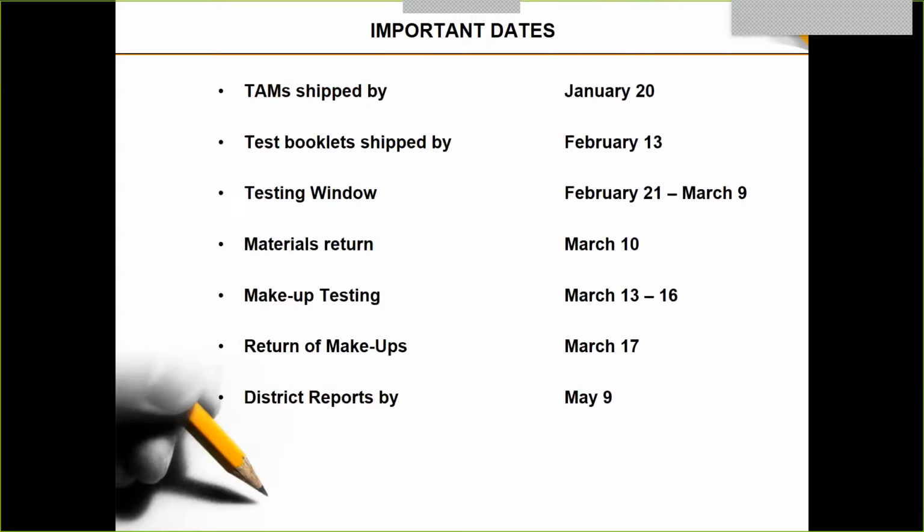Important dates: the TAMs, those are the booklets that I shipped out, you should already have received those. You really should receive your testing booklets by February 13th. If it's a little bit later than that, it may have to do with having to request more testing booklets. But as you can see, we have a pretty short time window for you to request additional materials. We will hopefully have the results back by May the 9th.